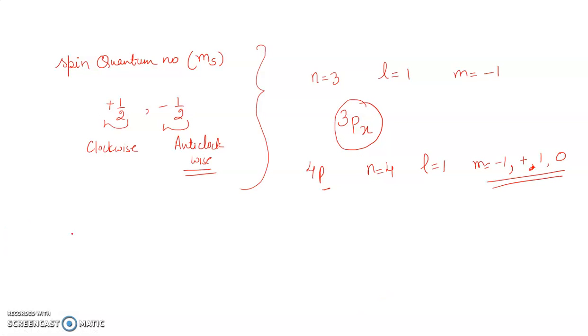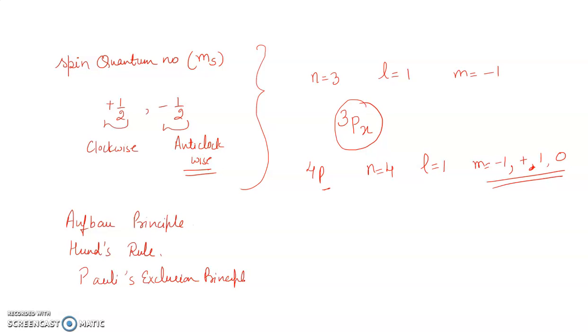Okay. So related to this there are principles. One is Aufbau principle, second one is Hund's rule, and third is Pauli's exclusion principle. These are used to write the electronic configuration of an atom.